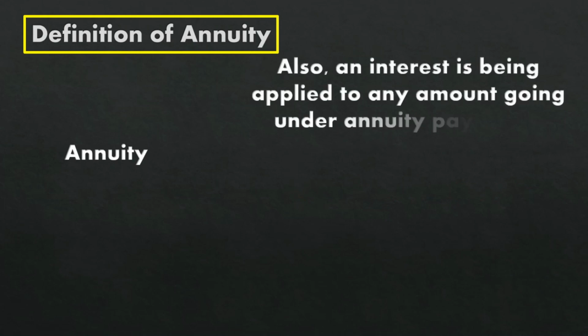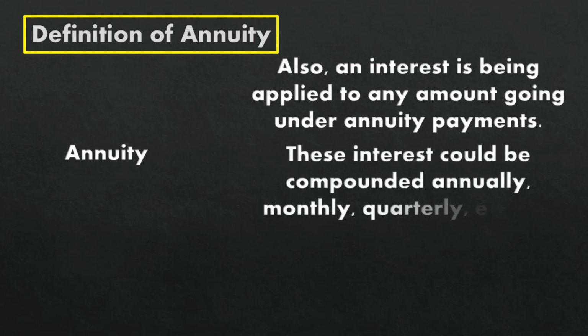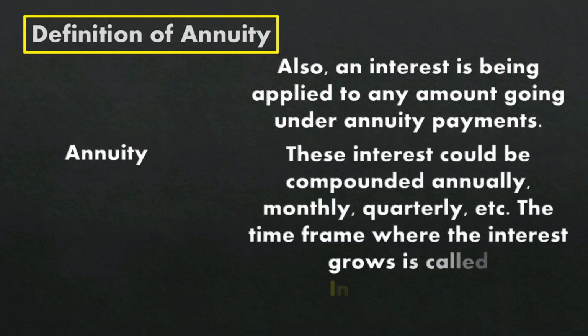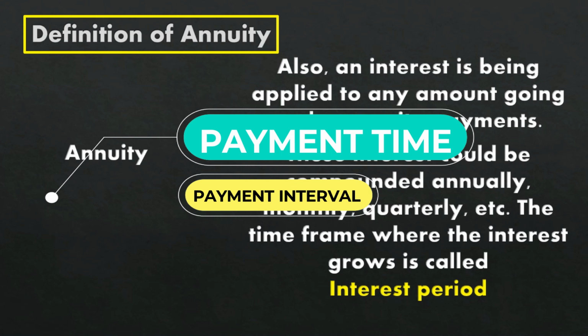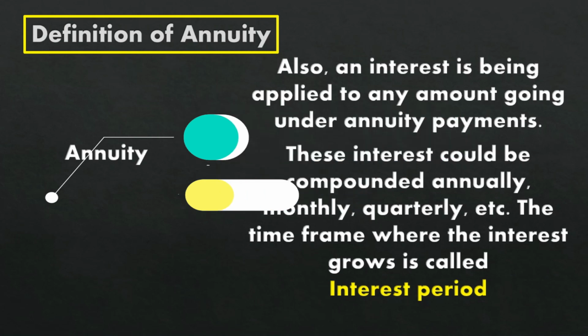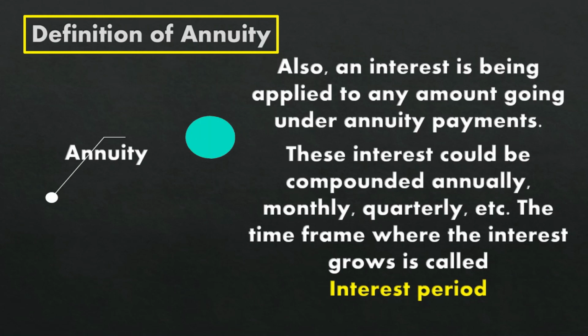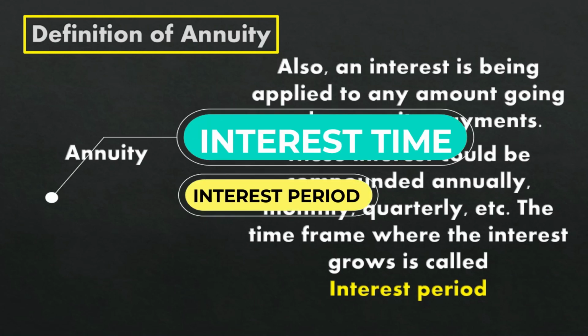Also, yung interest ay ina-apply dun sa amount na nag-undergo ng annuity payments. This interest could be compounded annually, monthly, quarterly, etc. The time frame where the interest grows is called interest period. Ulitin natin. Kapag payment time, tawag doon payment intervals. Tapos, kung anong klaseng interest siya ginagawa, that will be the interest period.